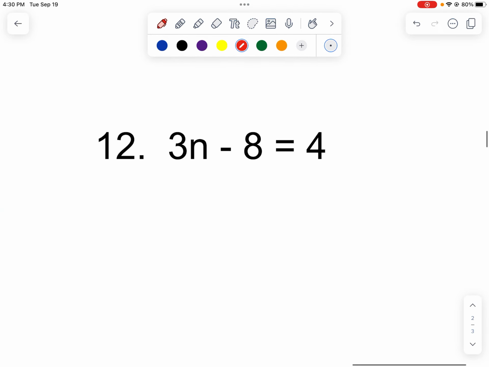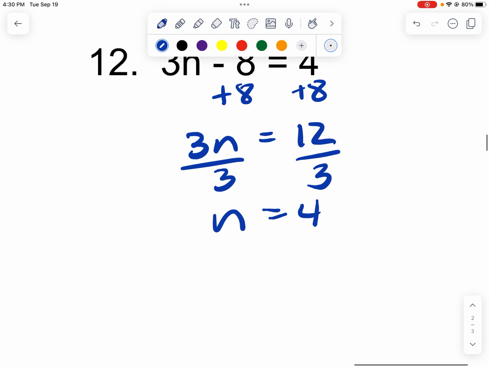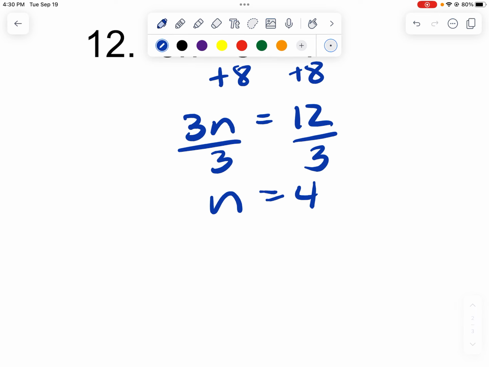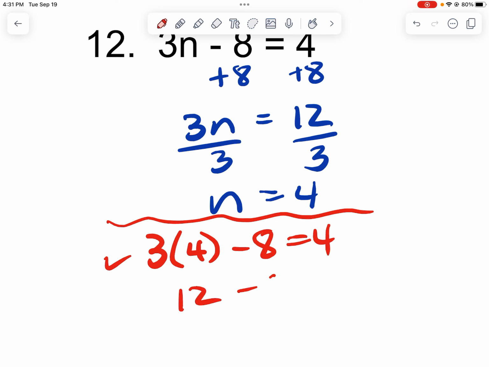Okay, number 12. I would add 8 to both sides. 3n equals 12. Divide by 3 on both sides. Get n equals 4. I plug that back in. 3 times 4 minus 8 equals 4. 12 minus 8 equals 4. 4 does equal 4. So I have the right answer.